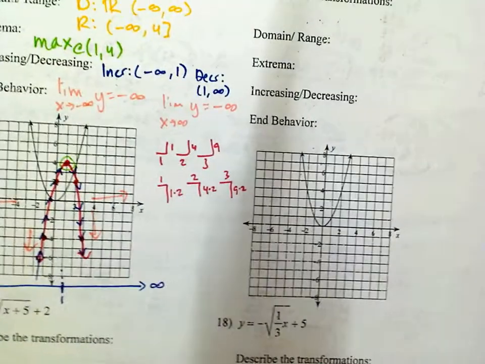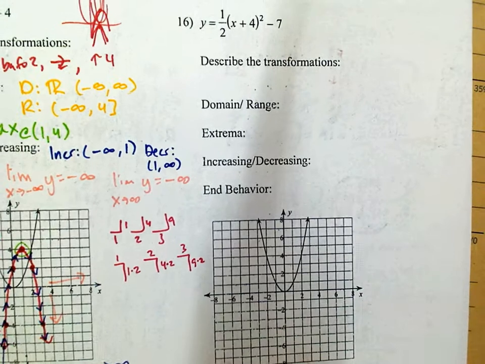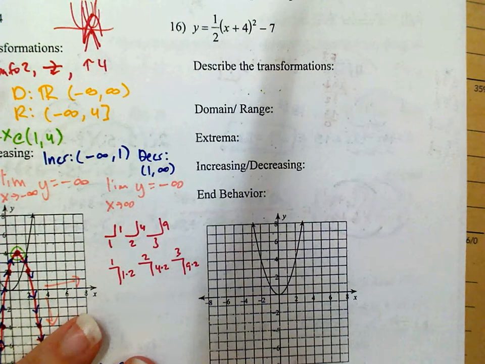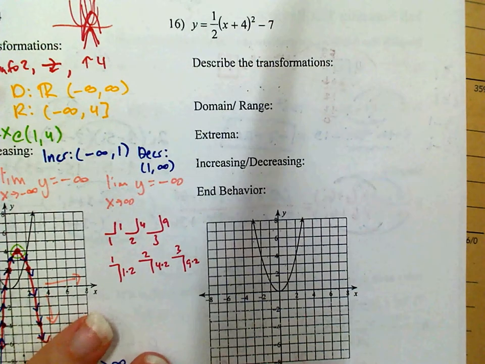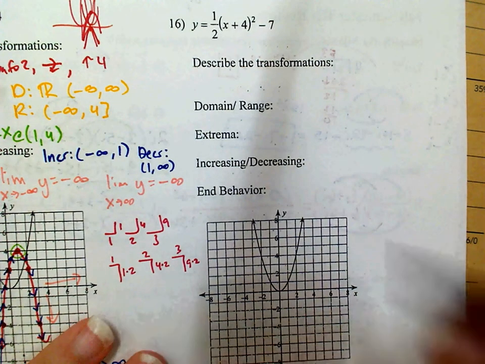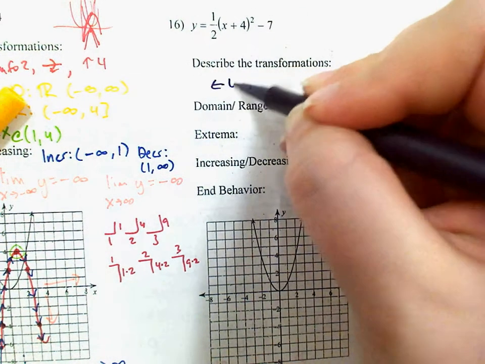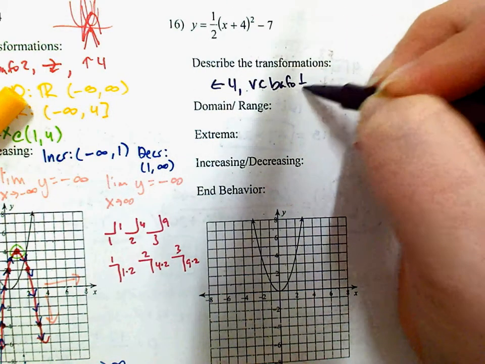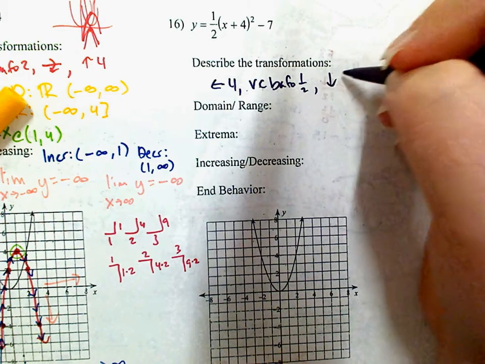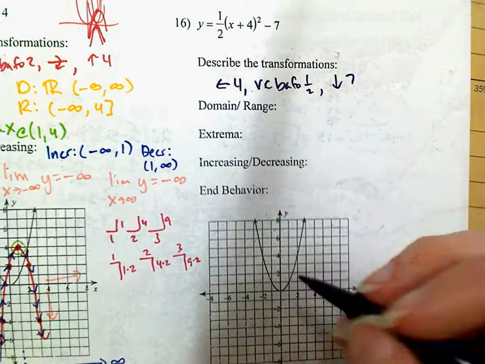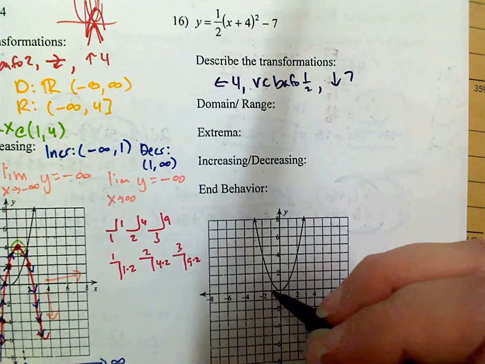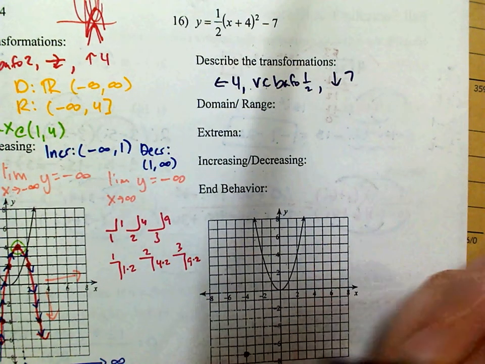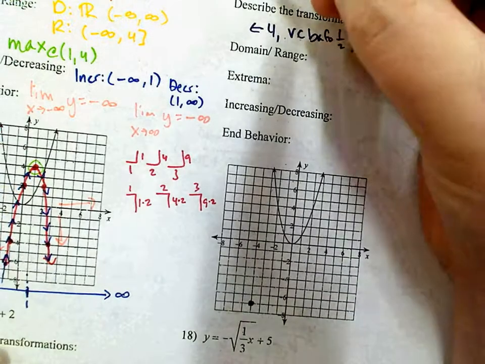Describing the transformations, I've got plus 4, which means go to the left 4. 1/2 is a vertical compression by a factor of 1/2. And minus 7 means go down 7. So I'm going to go left 4 and down 7. 1, 2, 3, 4, down 7, and there's my vertex. Now, it's positive on the outside, so that does mean that the function is going up instead of down.